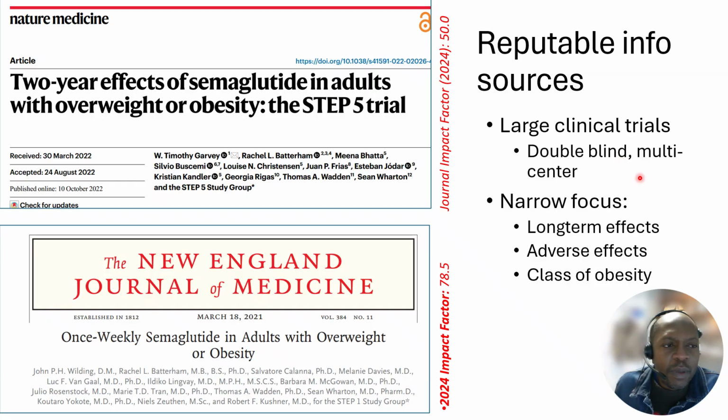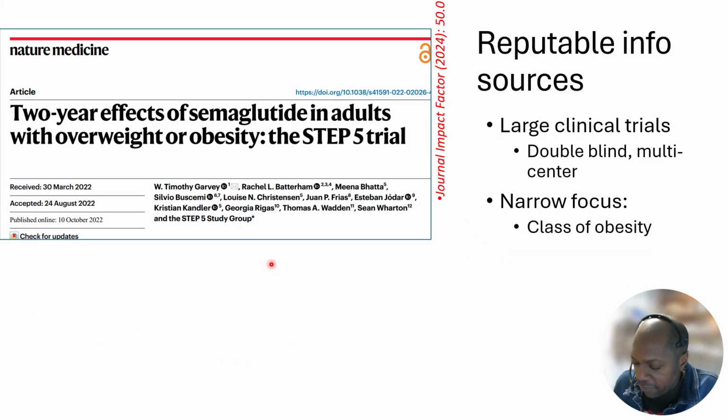So this is one paper that looked at the long-term effects of semaglutide in adults who are overweight or obese. And this one, it's called the STEP 5 trial. One very common thing when you read those big clinical trials, they always have fancy names like this STEP trial, the SUSTAIN trial, and so on and so forth, such that they're catchy. So this is from the STEP trial. And so let's look at some of the results from that paper.